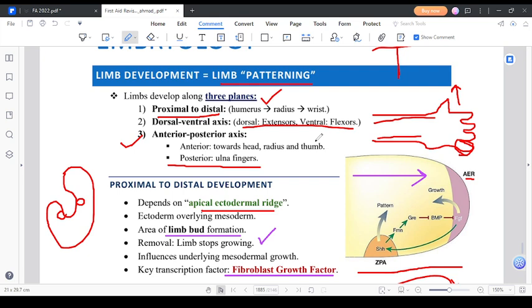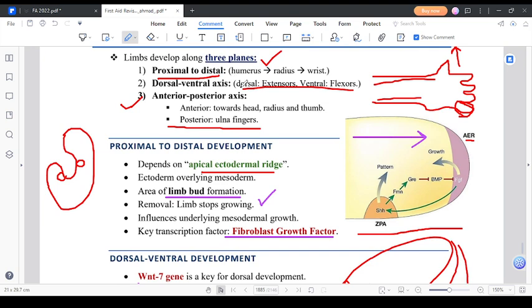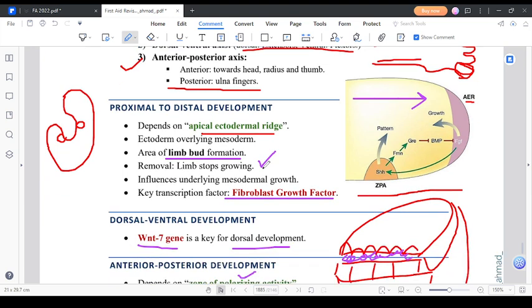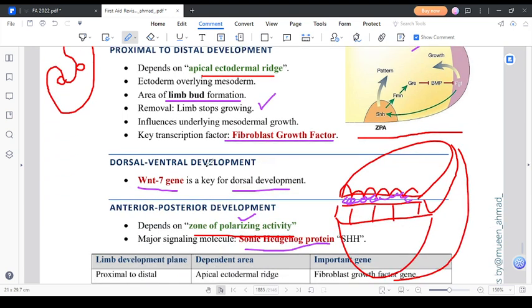Now the second thing that you must remember from this page is which are the transcription factors or the areas responsible for growth in these particular axes. For the proximal to distal axis, the factor is fibroblast growth factor, and it is dependent on the apical ectodermal ridge. For the dorsal ventral development, the WNT7 gene will play a role, and that plays a role for the dorsal to ventral development.